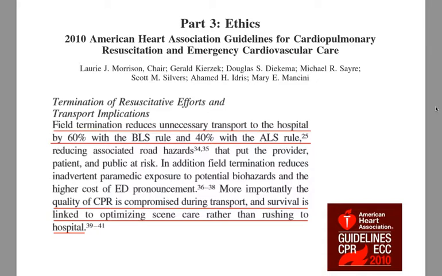More importantly, they said the quality of CPR just goes downhill. You can't do good CPR in the back of a moving ambulance. And the best chances for survival are to do good, high-quality CPR on scene. Again, with a few exceptions that we'll talk about.